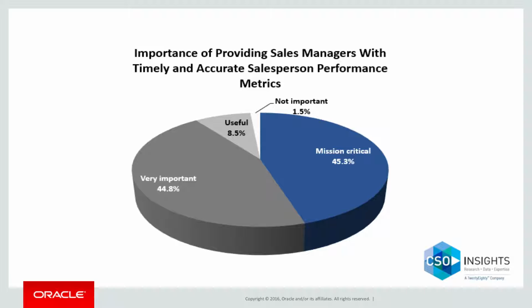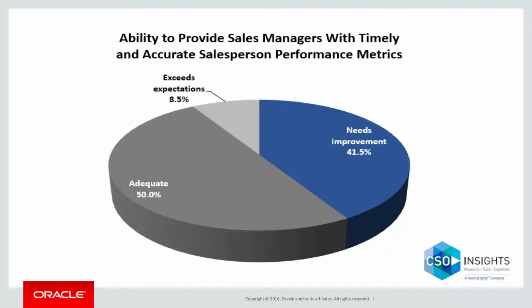Look at this. Almost 50% said it's mission critical, another 44%. So 90% basically said it's super important. And then when we ask, great, how are you doing on that? Over 41% say, yeah, we need real improvement here. And I would submit that the 50% who say they're doing adequate work in this area, I think that would still be worth inspecting as well. But nevertheless, everybody recognizes the importance of timely, accurate metrics to give timely, accurate coaching.